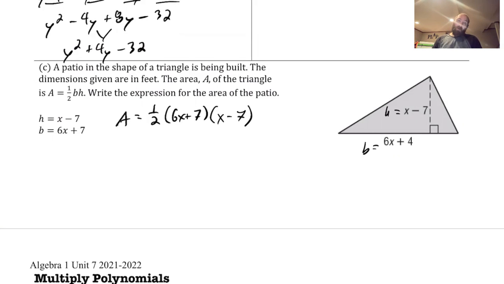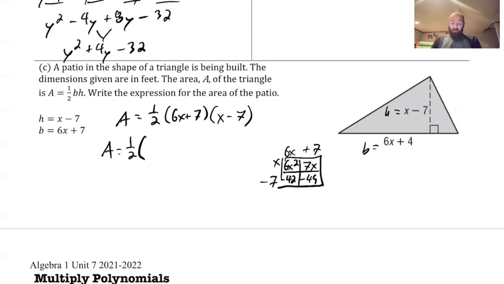That's our start. My next thing I'm gonna do is I'm gonna go ahead and do my distribution first of the 2 binomials. I like to multiply that first before I try to do the 1/2 to everything. So I'm gonna take 6x. Like I said, I like the box method, so I'm gonna set this one up. Okay, so 6x times x is 6x squared, 7 times x. 6x times a negative 7 is a negative 42. 7 times a negative 7 is a negative 49.